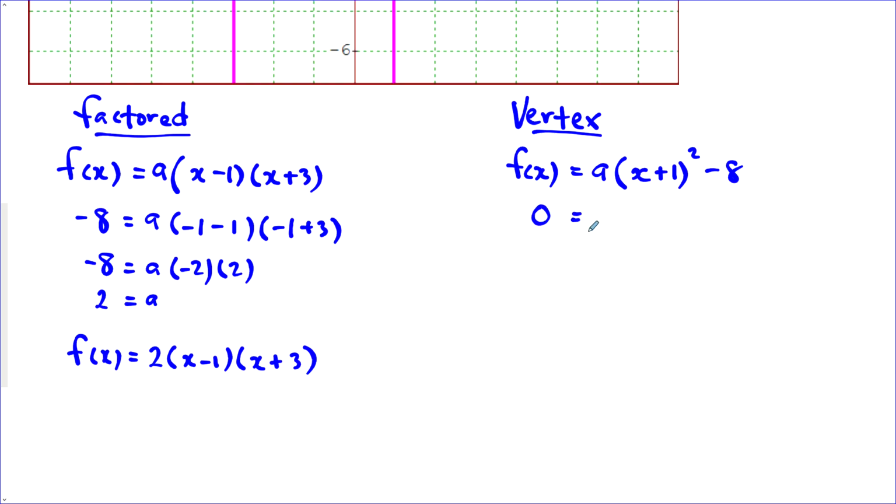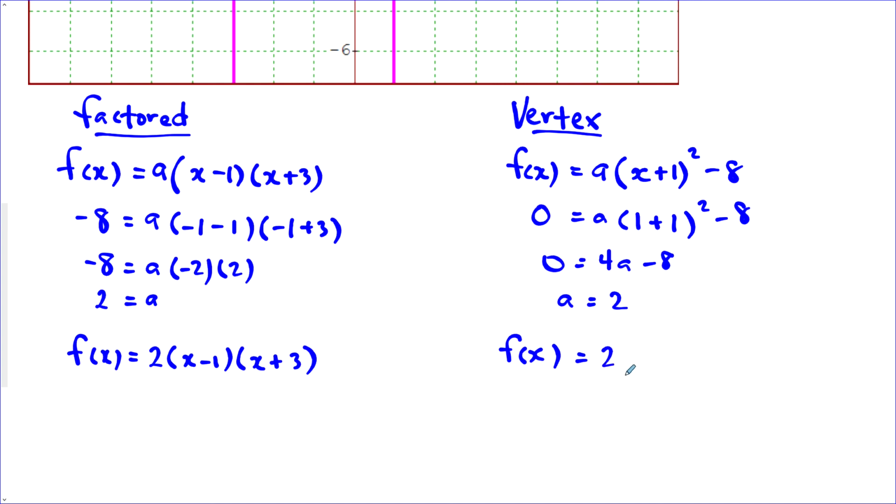So you get 0 equals a, 1 plus 1 squared minus 8. This would be 2. 2 squared is 4. So 4a minus 8 equals 0. Add 8 and divide by 4. A equals 2. Of course, it's the same a value as this one. And putting it together, we would get 2 x plus 1 squared minus 8. So there's our f of x in vertex form, and there's the f of x in factored form.